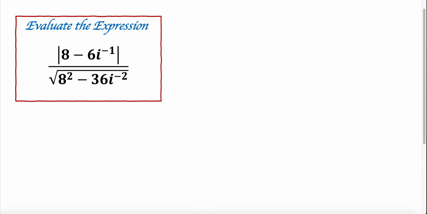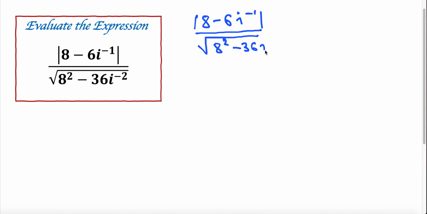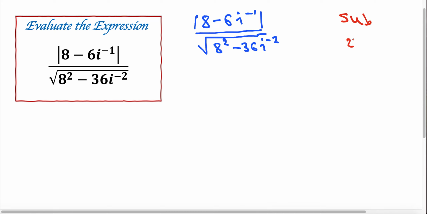Absolute value of 8 minus 6i in exponent minus 1 is divided by the square root of 8 squared minus 36i in exponent minus 2. So let me substitute. First of all, i in exponent minus 1 is going to be equal with 1 over i.